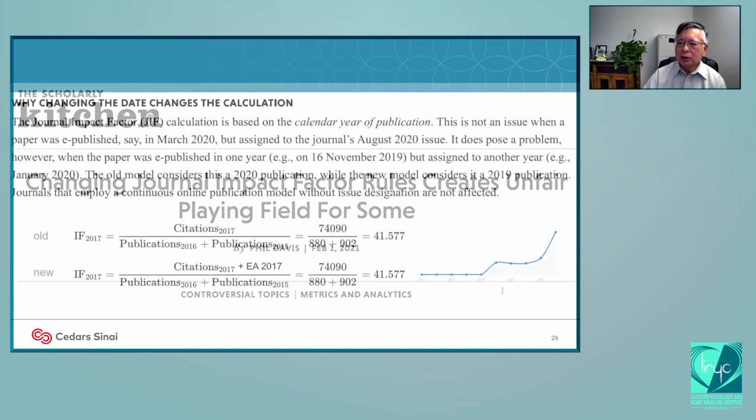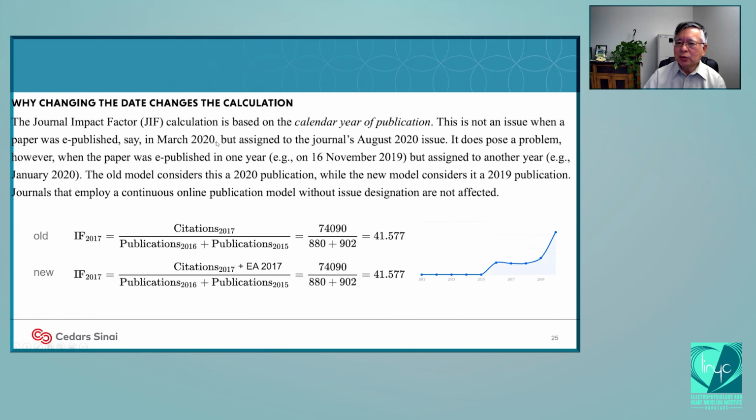So what does that mean? Recently, papers have this early access. So you can publish a paper this year and then print the paper next year. And during this time, your paper can be cited. The longer it takes, the more citations it accumulates, but it counts as a paper for the next year. So the new impact factor calculation for this year is citations plus early access in 2017, divided by publications in 2016 and 2015. This will increase this number.